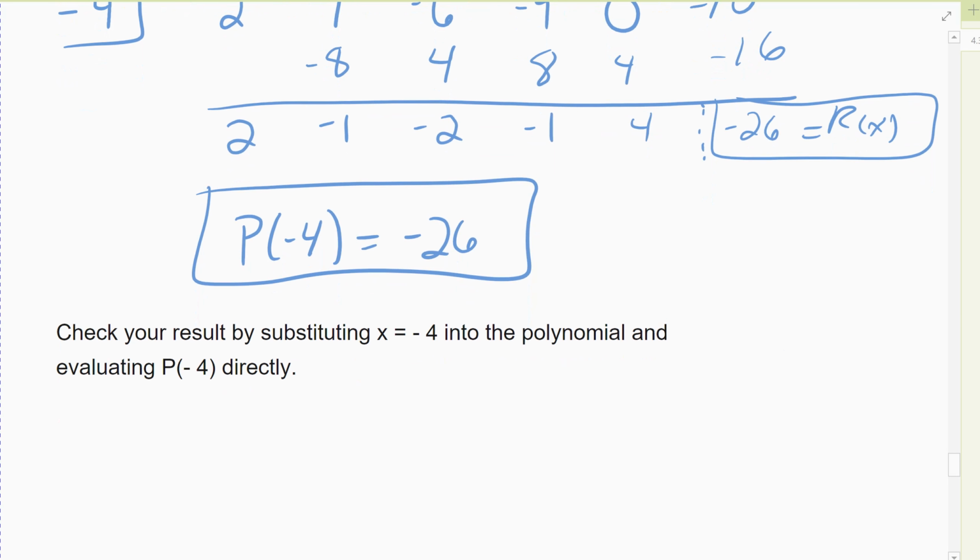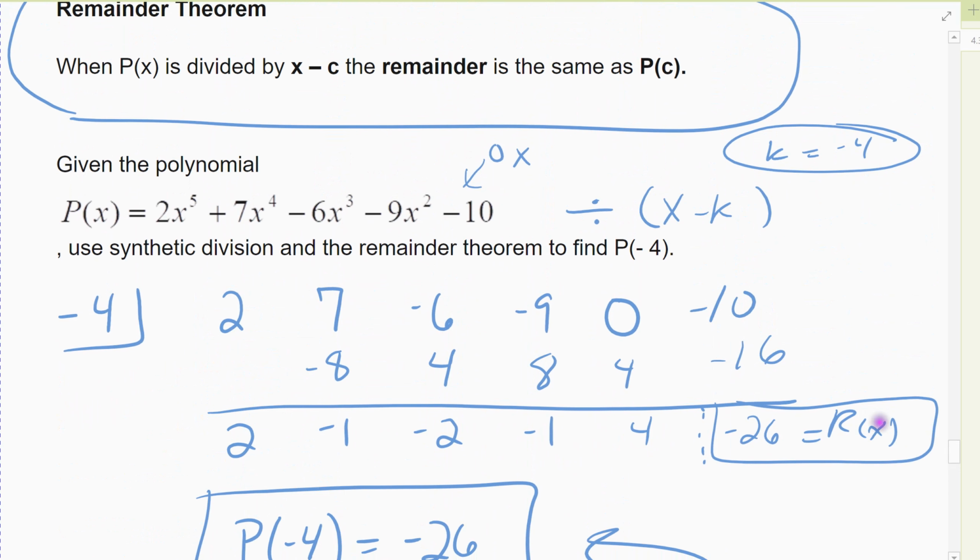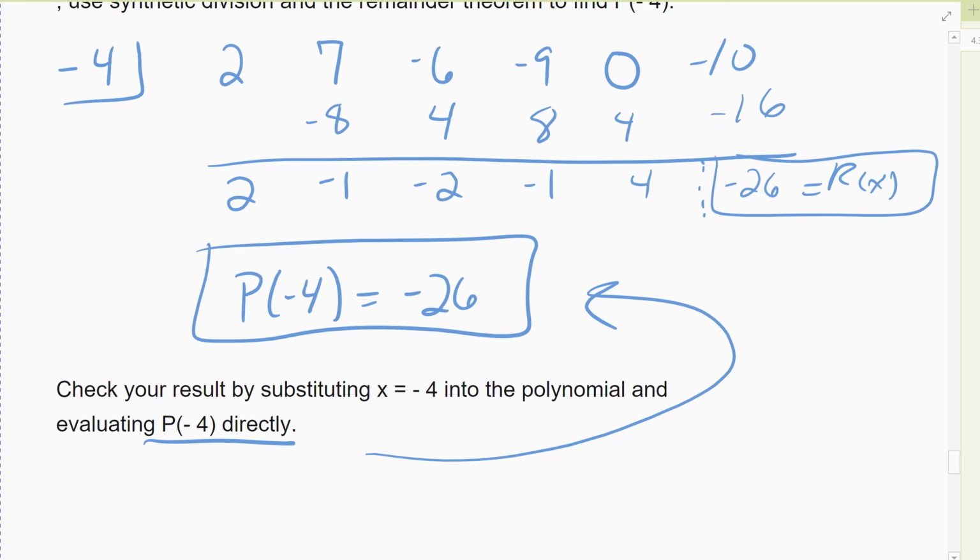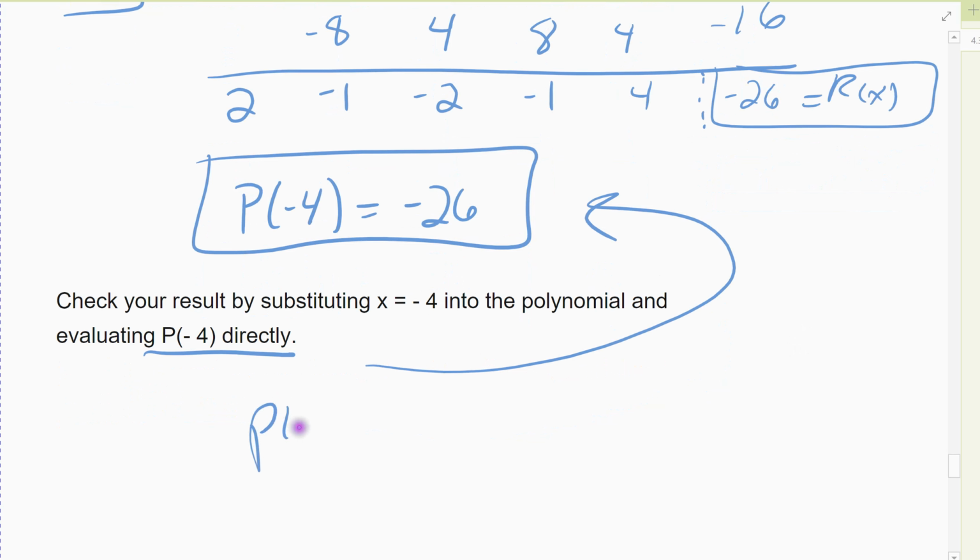You can check your results by plugging it in directly, and if you do, the answer does come out negative 26. So if you take negative 4 and plug it into that equation exactly, it will come out negative 26. And so it checks that I did my synthetic division correctly. This is actually a good way to check your synthetic division. You can check the remainder. If I plug the remainder back into my original and I get the same answer, then it's my check. Negative 4 goes in, I do get negative 26. It checked, so I did my synthetic division correctly. So it's a good way to check your answer.